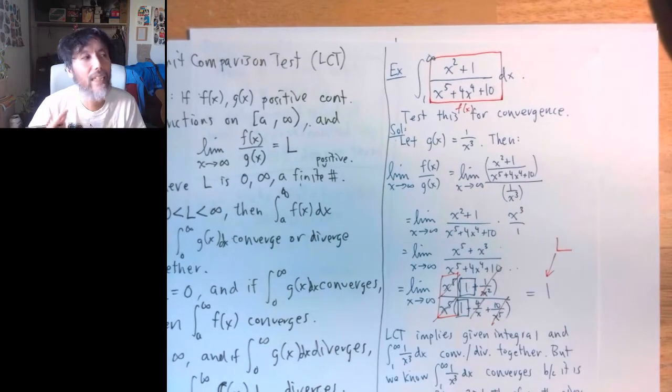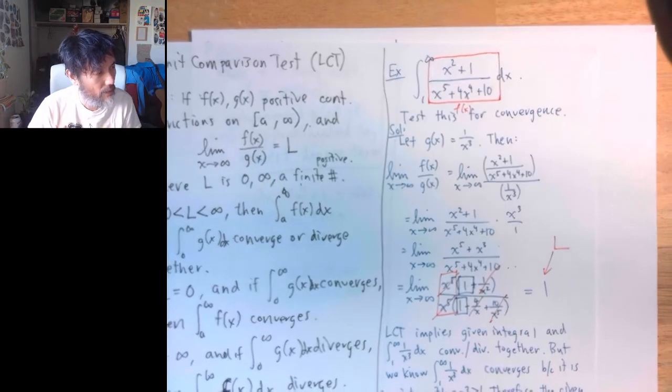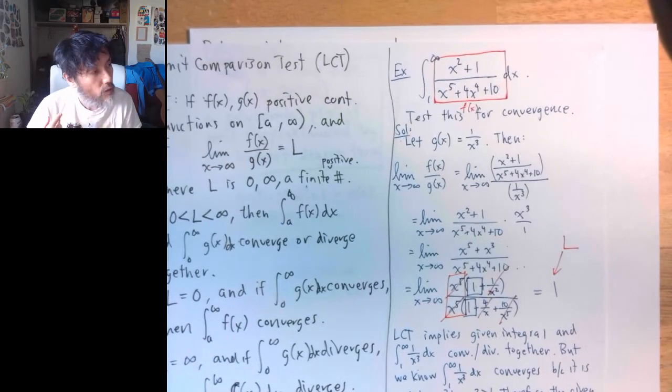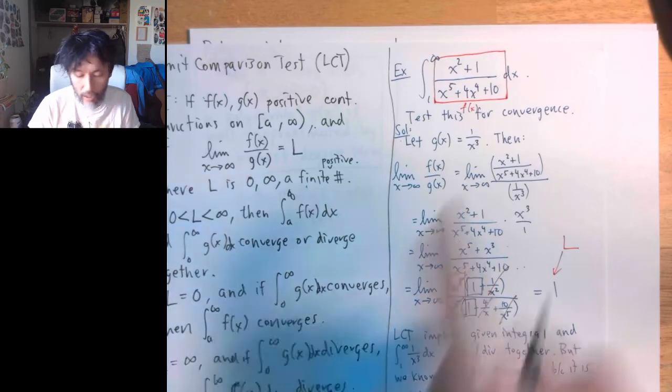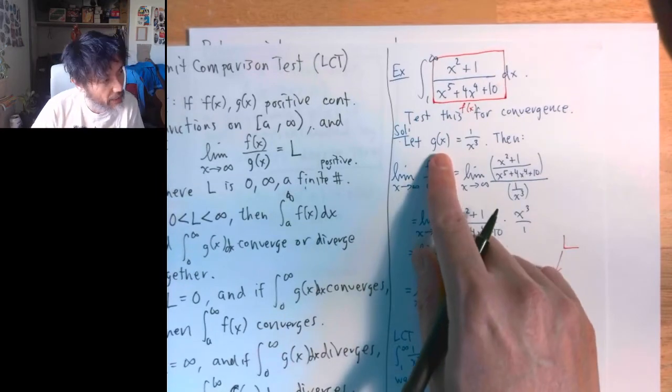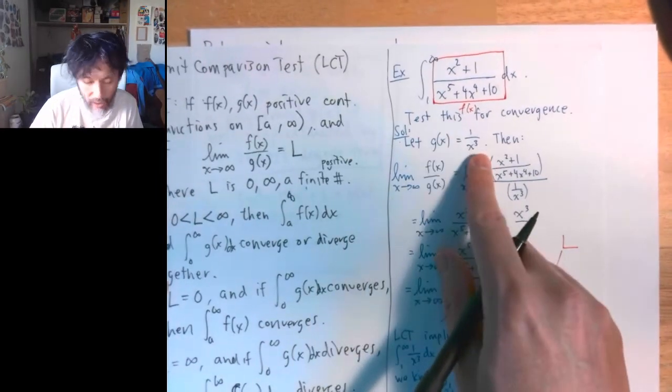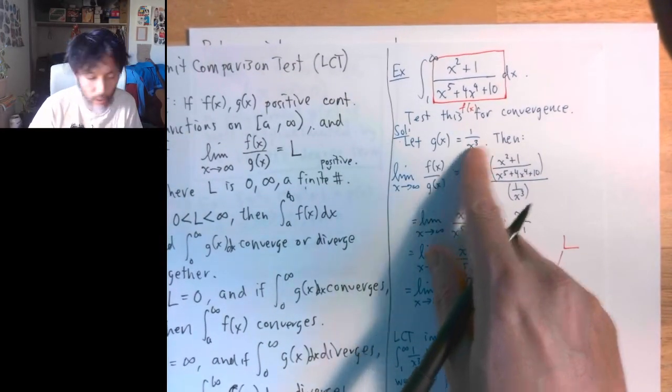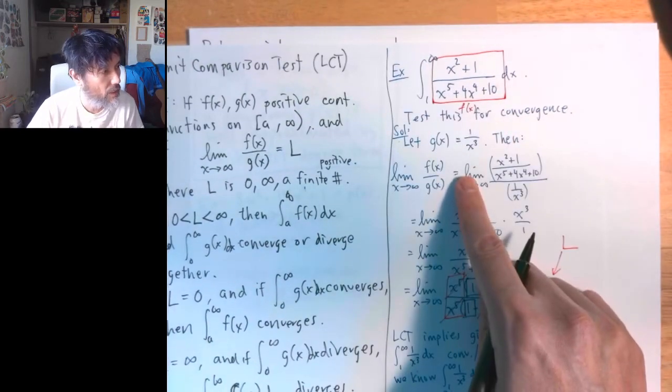I'm going to say it again because I think it's important. The question that I want to ask and answer is the following. Given an integral like this, an improper integral, how do you choose g of x? How did I choose g of x to be 1 over x cubed, for example, in this particular example?